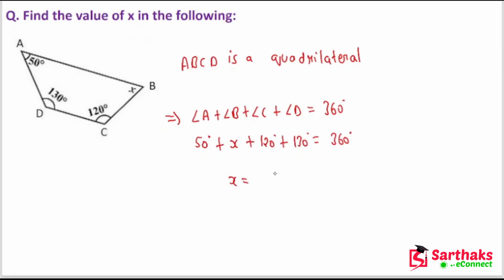So we will get x as 360 degrees minus 120 degrees minus 130 degrees minus 50 degrees. We have transposed all these terms to the RHS. So we would get x equals 360 minus 120 equals 240, 240 minus 130 equals 110, and 110 minus 50 degrees equals 60 degrees. So the value of x is 60 degrees. So angle B, or you can say the fourth angle, should be 60 degrees. So again it was a question on the angle sum property of a quadrilateral.